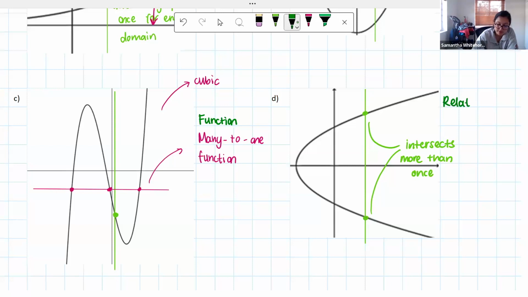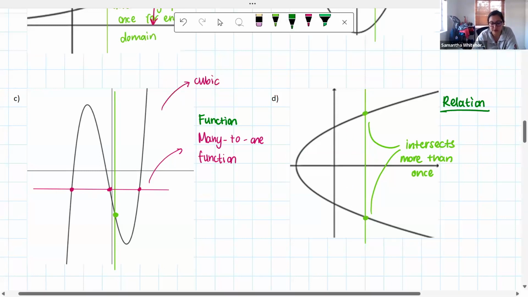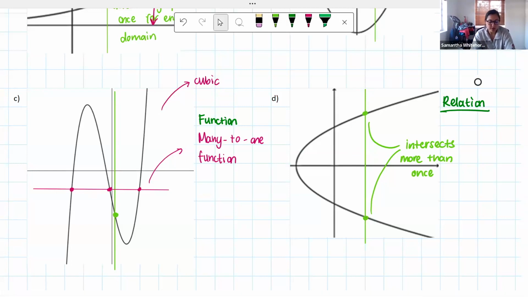So we have now a relation. Some people like to say it is a one-to-many relationship because one x coordinate, many y coordinates, but there's no need to go that step further. It is a relation. It's not a function. There's no need to classify further because it's not a function. Right, so really importantly, C is a function. D is not a function because of that vertical line test.